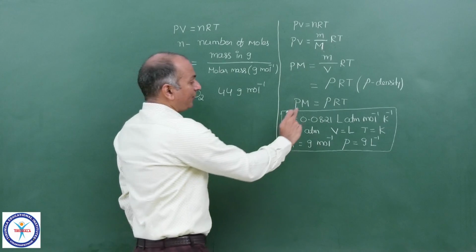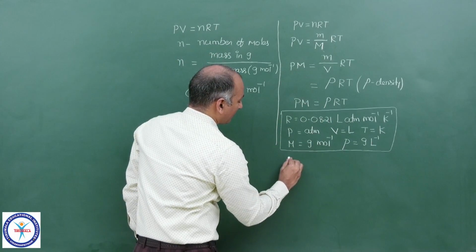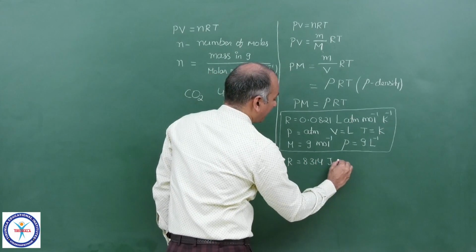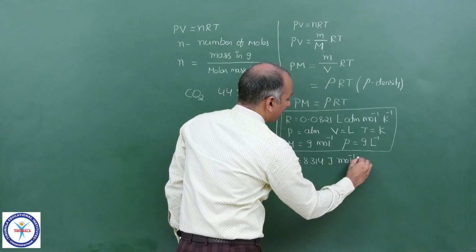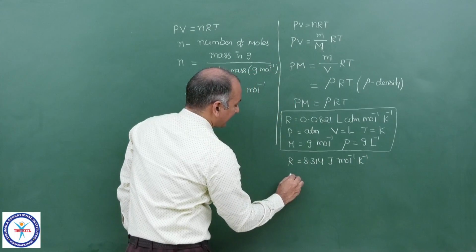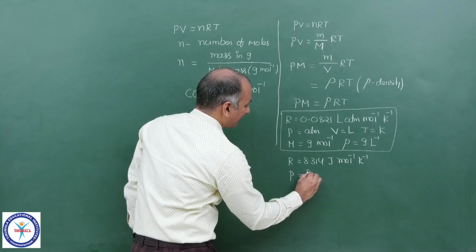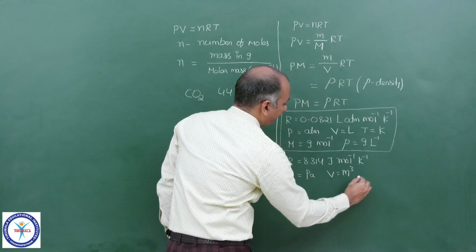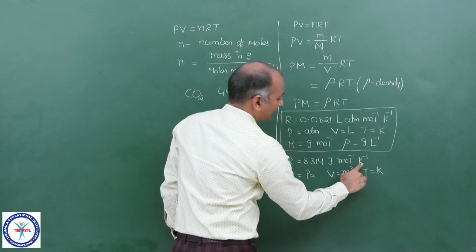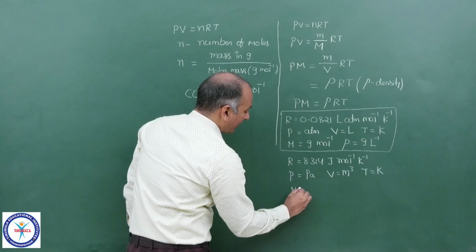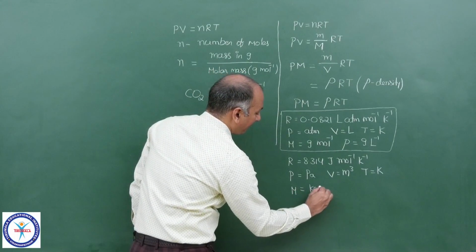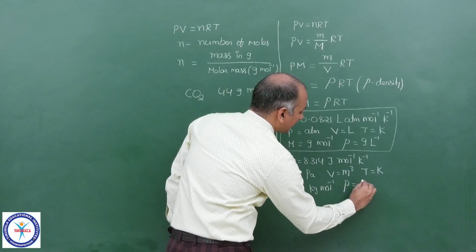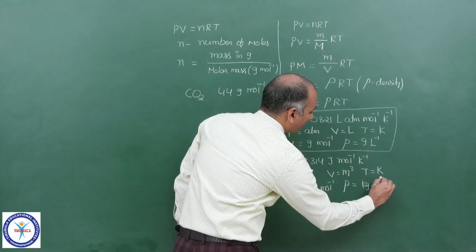Okay, for example, if you take R value 8.314 joule per mole per Kelvin, then in that case the pressure should be in Pascal, Newton per meter square, volume should be in meter cube, temperature is always Kelvin, you see this per Kelvin, and then molar mass must be in kg per mole. Then density comes out to be in the units kg per meter cube.